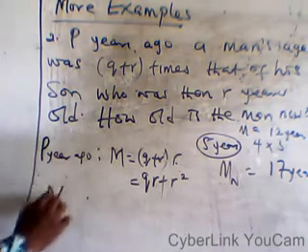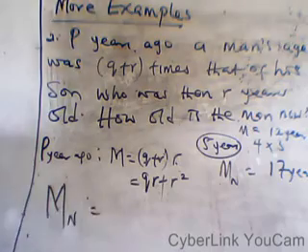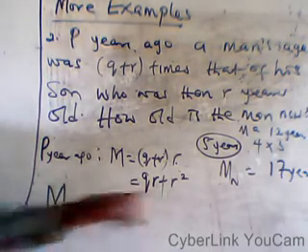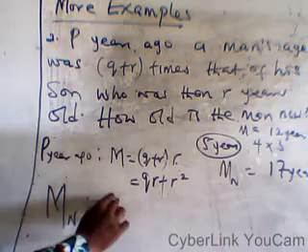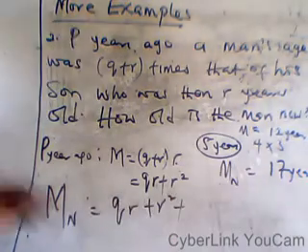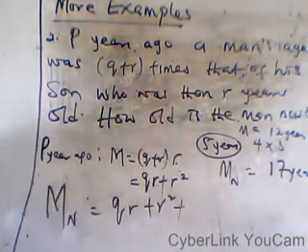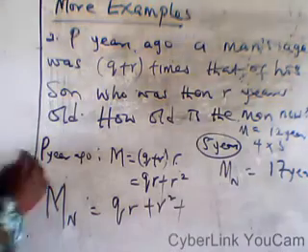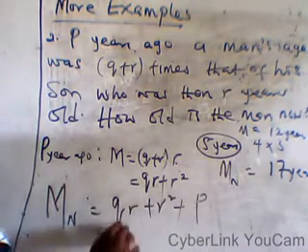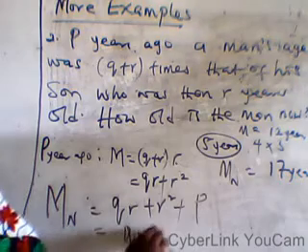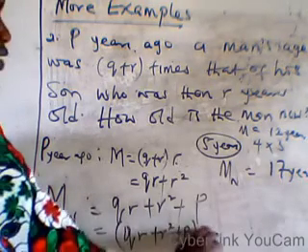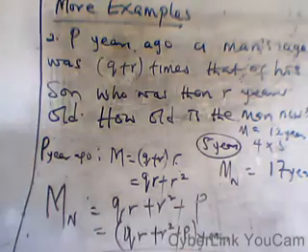So the age of the man now will be what? The age he was P years ago. Sorry, the age he was P years ago. That is Q R plus R squared plus that ago, that year's time that we have in the past. And that is P. So it means that the man's age becomes what? Q R plus R squared plus P years. So this is your answer.